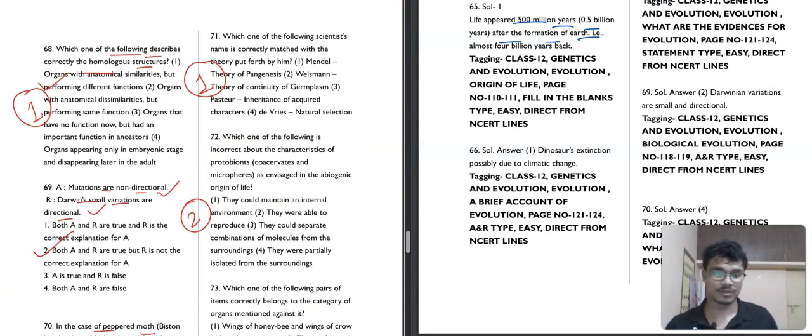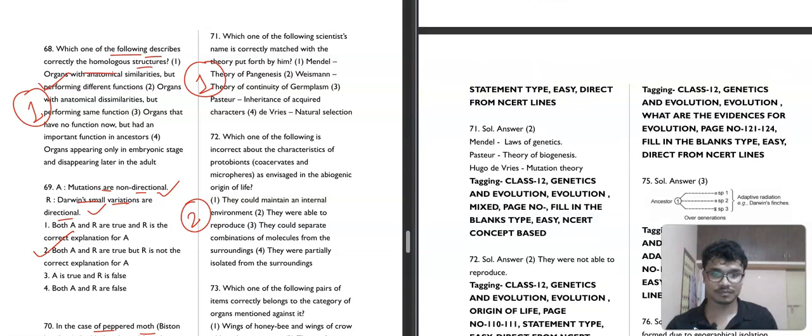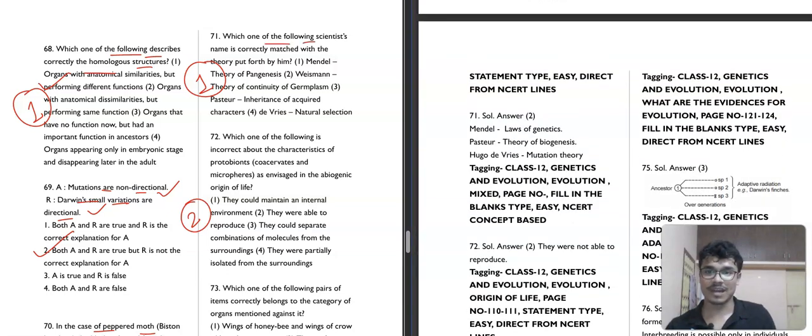Then question number 71. It is saying, which of the following scientists' names is correctly matched with the theory they put forward? Mendel, theory of pangenesis. Mendel has the laws of genetics. Then Weismann, theory of continuity of germplasm, which is absolutely correct. Then Pasteur, inheritance of acquired characters. No. Basically Pasteur has the theory of biogenesis. And De Vries, natural selection. Is it? Hugo de Vries has the mutation theory. Natural selection is not his. Okay. So the second option will be our correct answer.